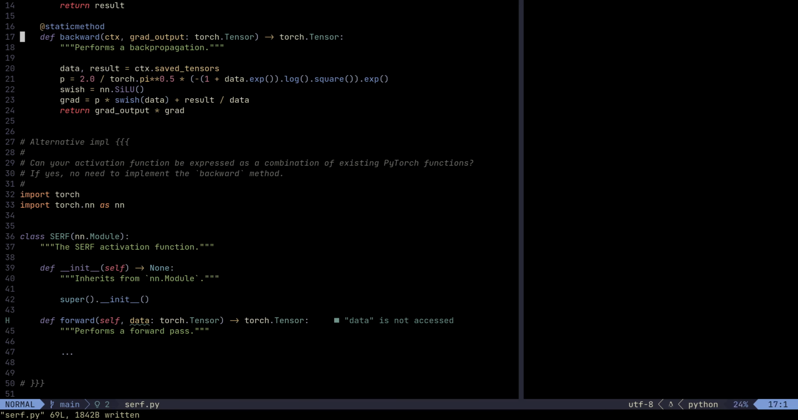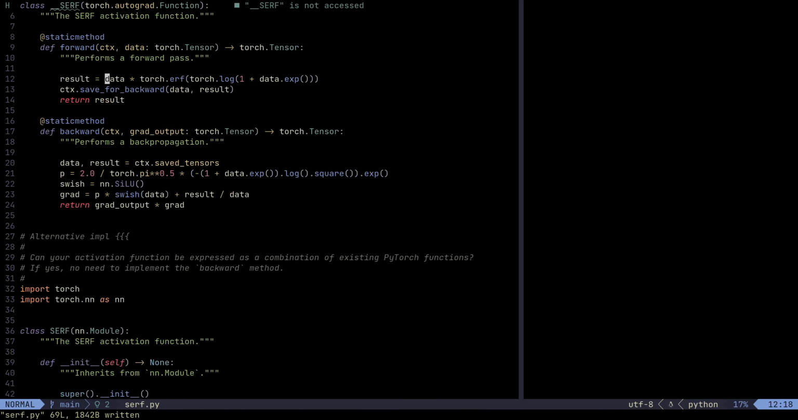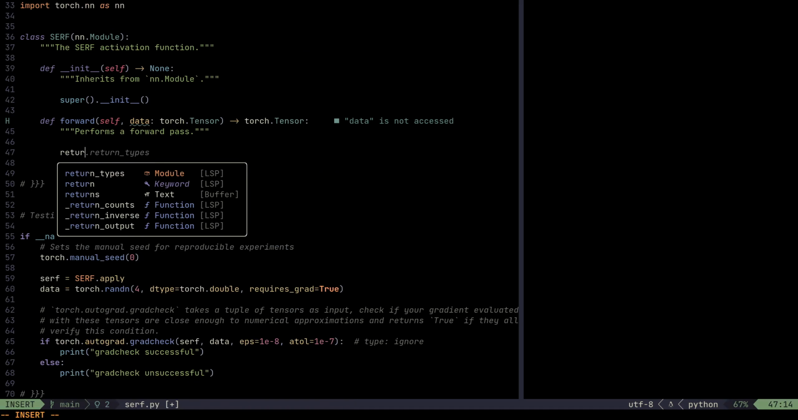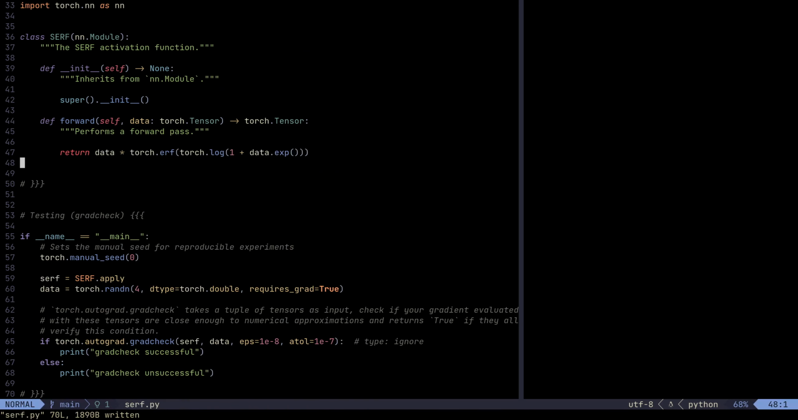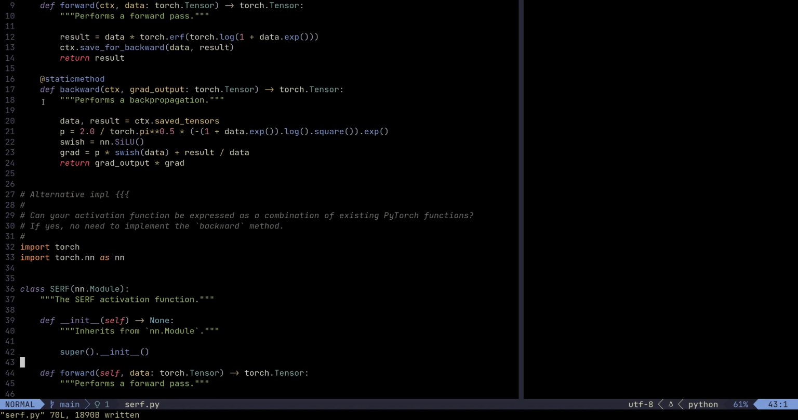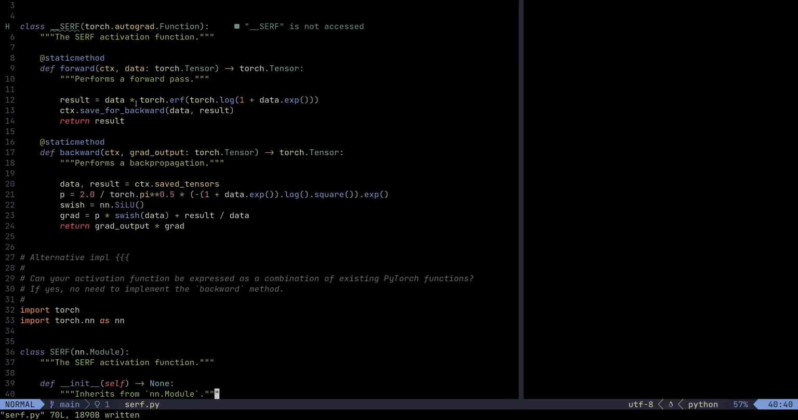So all we're going to do is just copy this, right? And we're going to just return data times torch.erf of torch.log of 1 plus data x. So just perform the forward method. There is no context passed to the forward method. There's no backward method at all. We're not saving tensors for backward. We're not unpacking them. We're not implementing the backpropagation manually. We're not doing anything other than implementing the forward method.